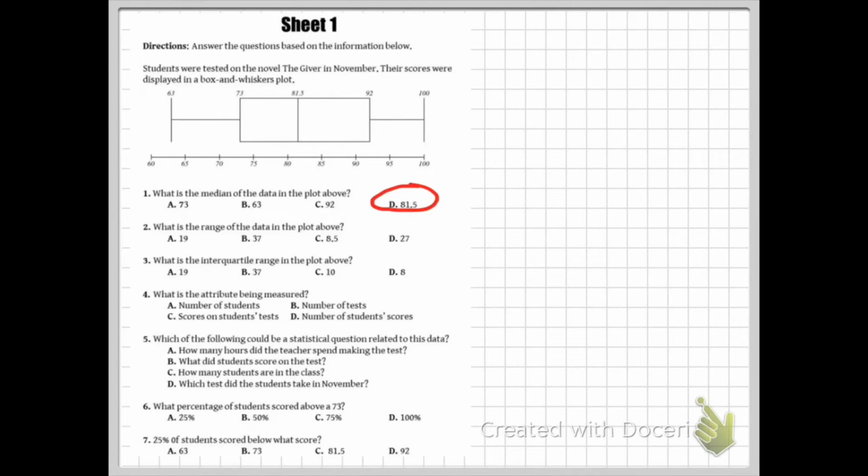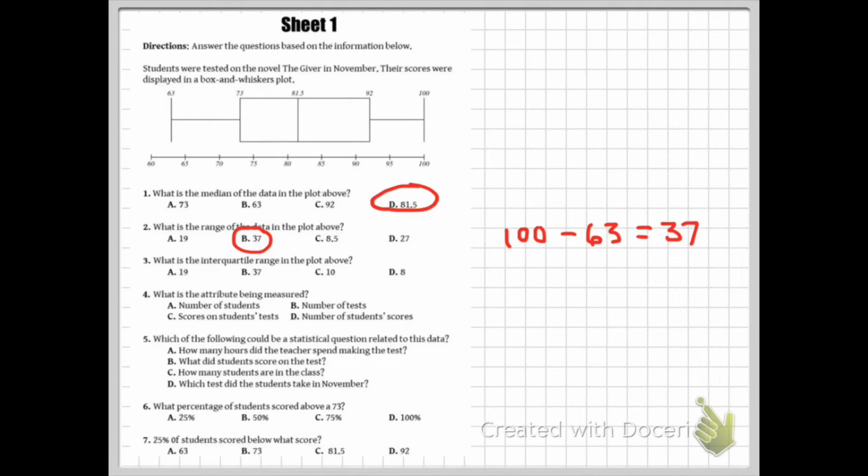The next question asks, what is the range of the data in the plot above? Well, since it says data, that's the largest number, which in this case is 100, subtracted from your lowest number, which is 63. So that answer would have to be 37. So that's going to be B.